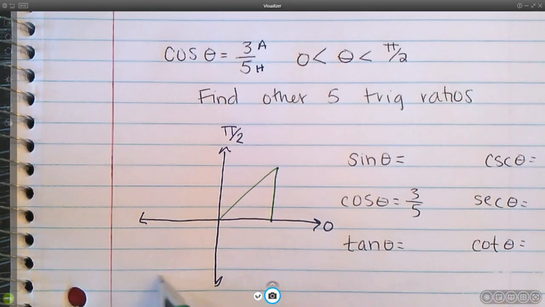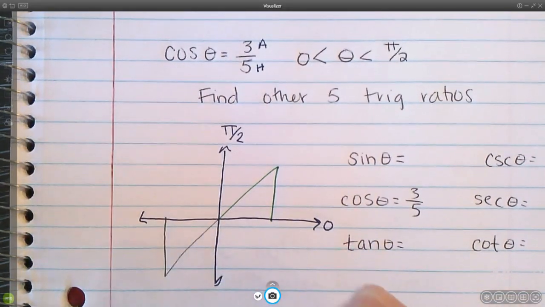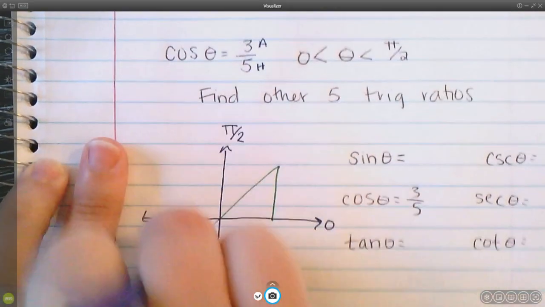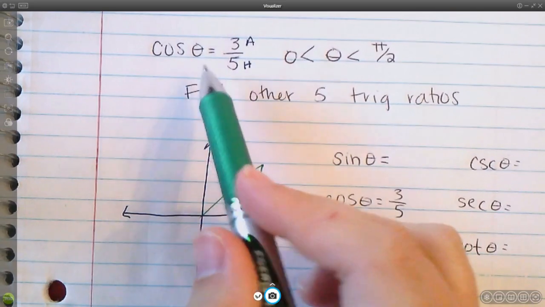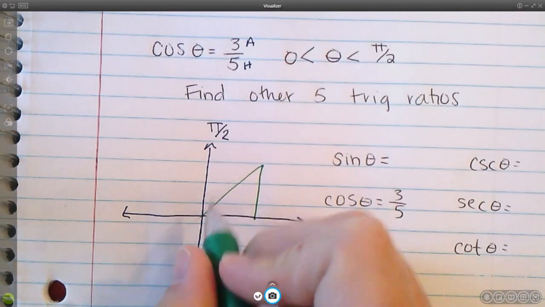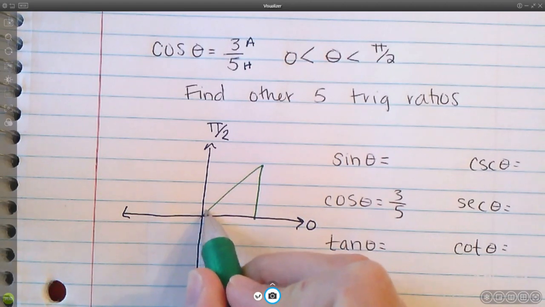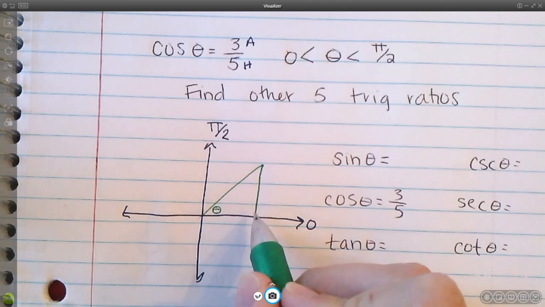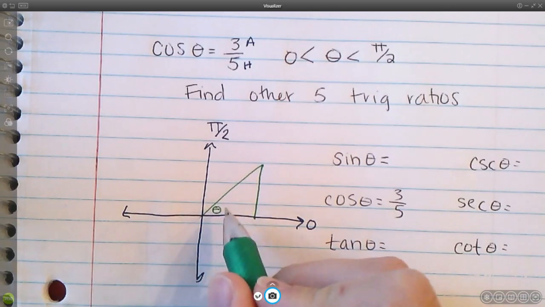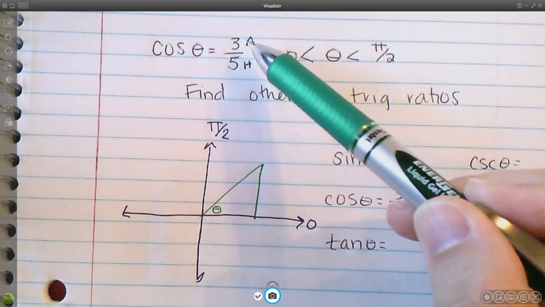Or let's say you were in this quadrant. So let's say it tells you to go to this quadrant. You're going to go up. You always go up or down to the x-axis. And then your theta, your reference angle, is always going to be the angle that's closest to the origin. So here's theta. It's never going to be up here. It's never going to be your right angle. It's here. All right, so we know that adjacent over hypotenuse is 3 over 5.